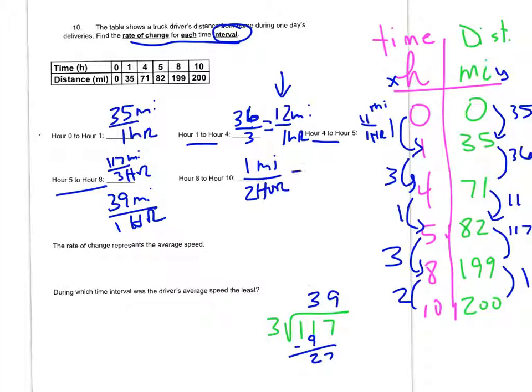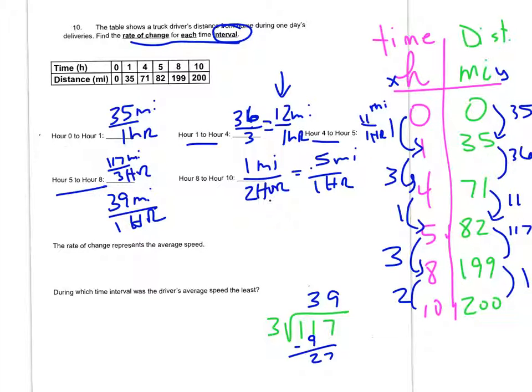So basically, what we can do there is we're going to get this down to 1 hour. So how far did they go in 1 hour? Well, that means they went half a mile. So 0.5 miles in one hour. Could have been a traffic jam or so forth.